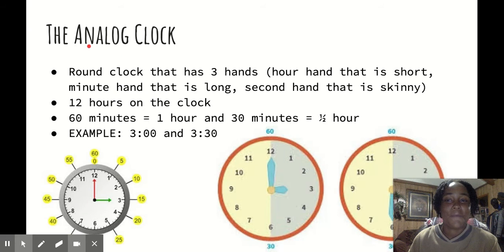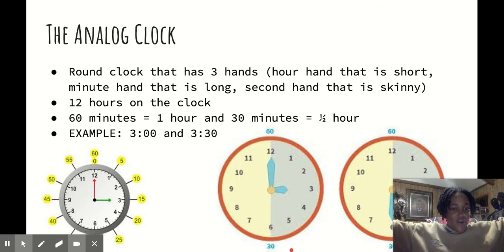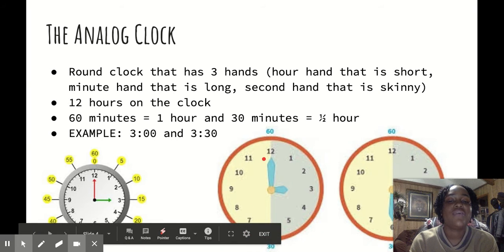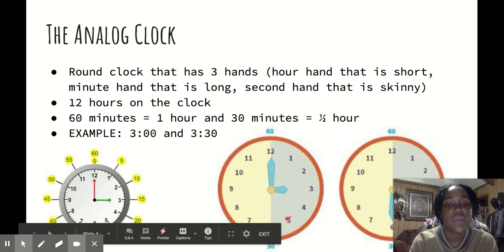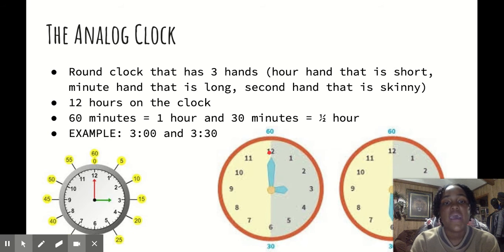We discussed our analog clock and how we have a short hour hand, a long minute hand, and a skinny second hand. We also discussed how the hours are represented on an analog clock: 1 o'clock, 2 o'clock, 3 o'clock, and so forth. The minutes are represented too, and we count in fives: 5, 10, 15, 20, 25, 30, 35, 40, 45, 50, 55, and 60. 30 and 60 are very important because we distinguish half hours that way.